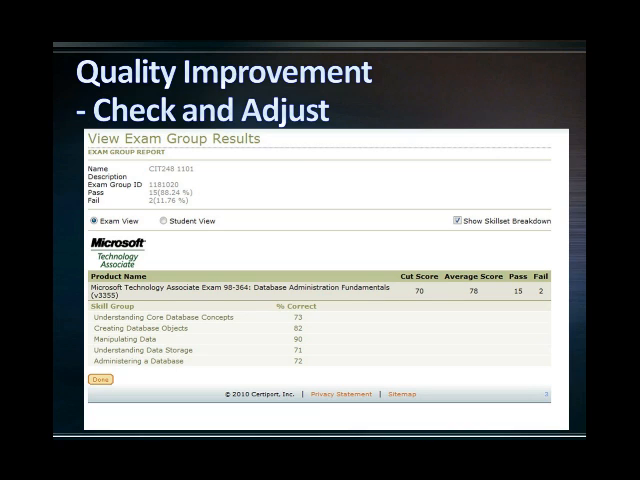How did the class do? How did this class do compared to last year's class? I make a change in my curriculum. Did it impact the scores? Or if students aren't passing, what's wrong? What's going on?